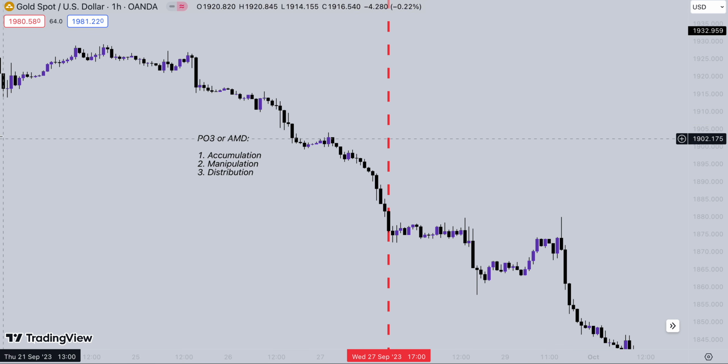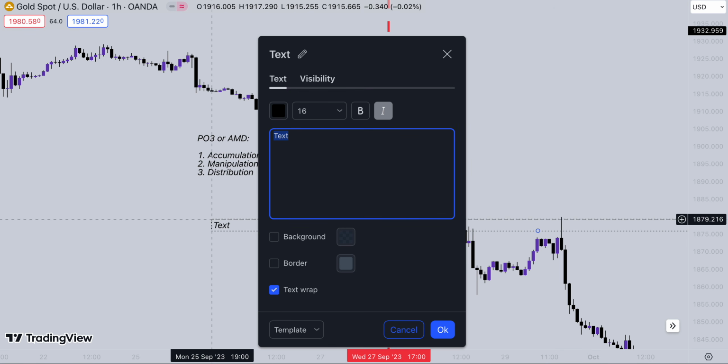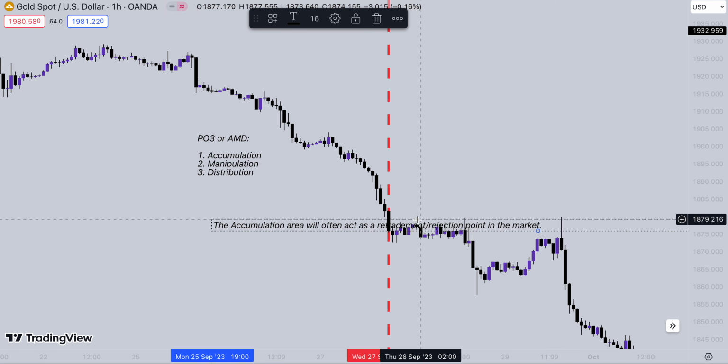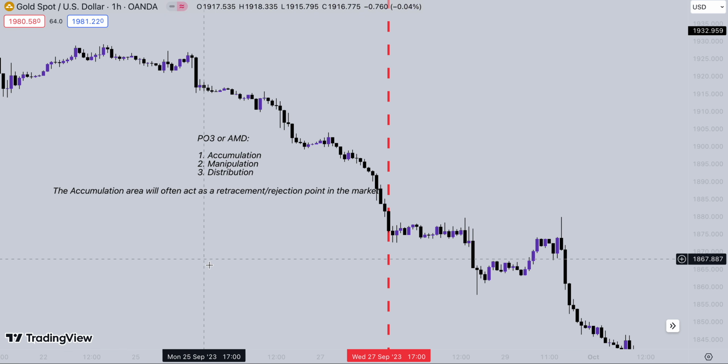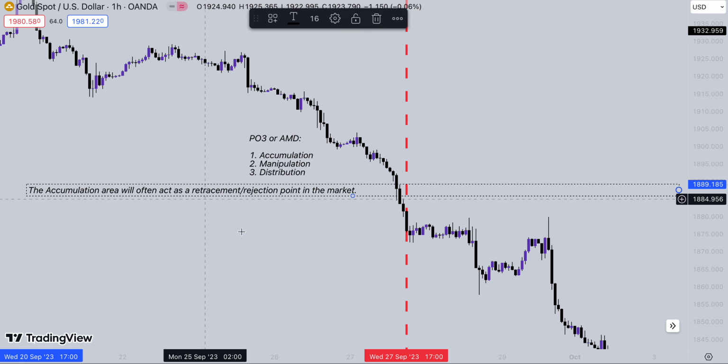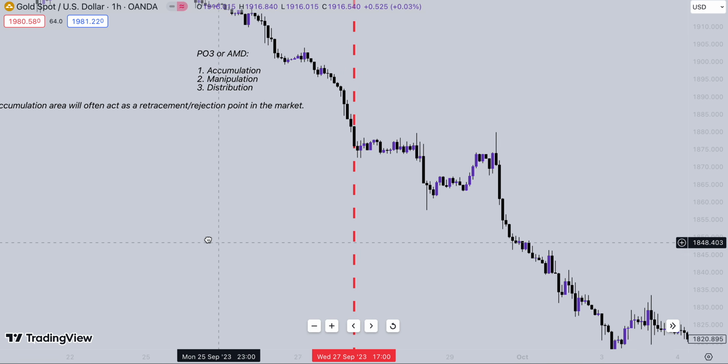Second part of this AMD concept is often act as a... yeah, so essentially where orders accumulate in the market, that can be a retracement or a rejection area.